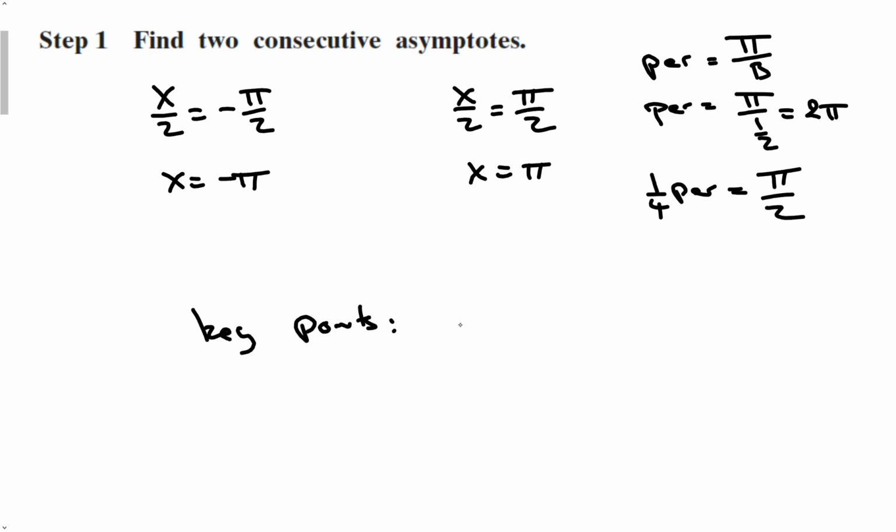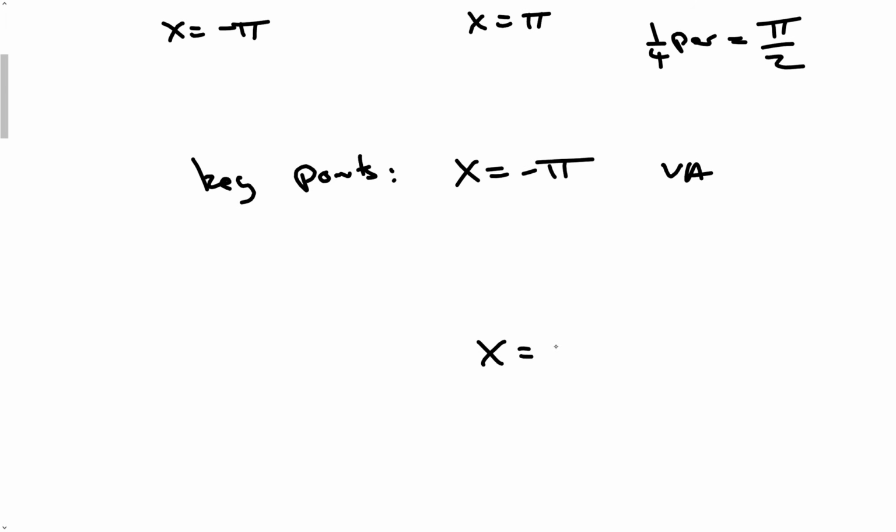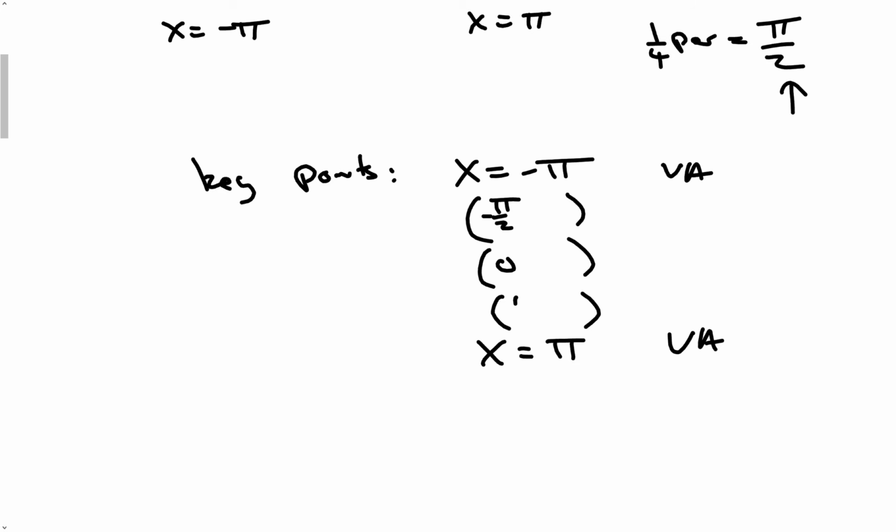Okay, the first one is x is equal to negative pi. That is my first vertical asymptote. Okay, the last vertical asymptote is x is equal to positive pi. That's my final vertical asymptote of this function. And in between, I have my 3 other key points. And they're all going to be 1/4 of the period away from each other. So if I add 1/4 of the period, I get negative pi over 2, 0, positive pi over 2.